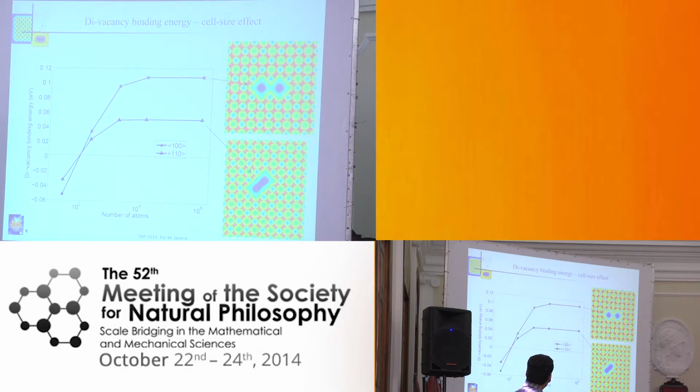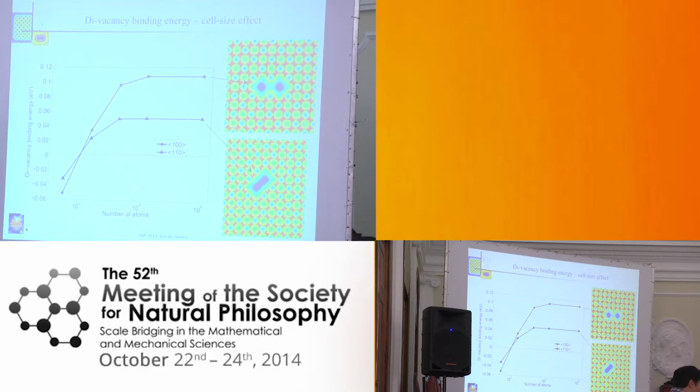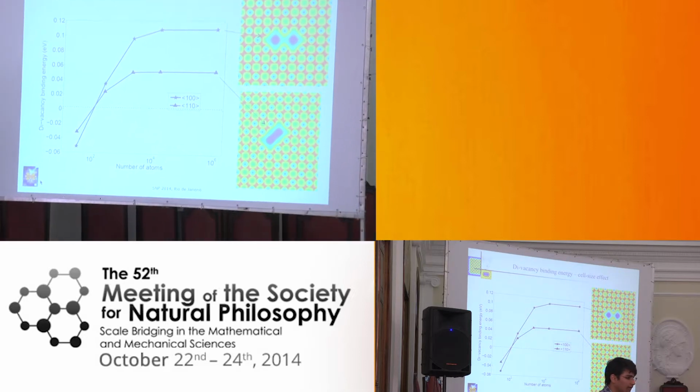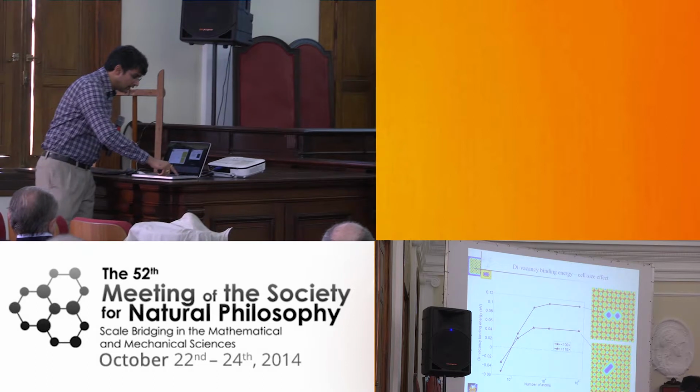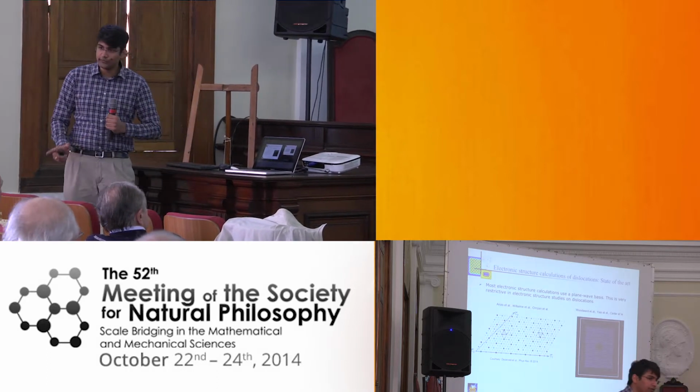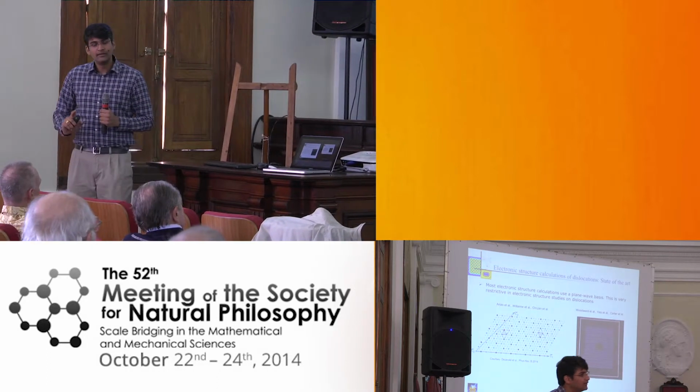If we do very small calculations, you don't see any binding at all. But once you go to realistic concentrations of these defects, you actually see binding. And again, in the case of di-vacancies too, we had to go to about 10^4 atoms to attain convergence for the energetics of these defects. So this demonstrates that we actually have to go to large scale systems to get the energetics of defects in materials correctly.